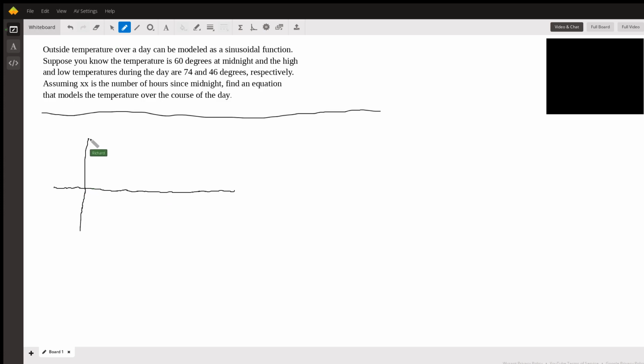So this is midnight here, which is 0 hours. Think of a clock. And then there's 24 hours, obviously, in a day. And we're told that the temperature is 60 degrees at midnight, so that would be a 12 here. It's at 60. And the high is at 74.